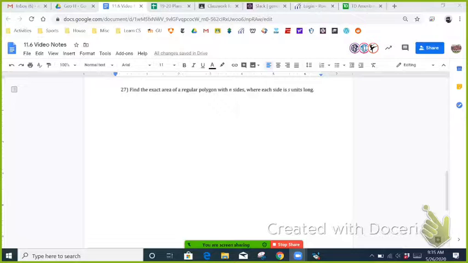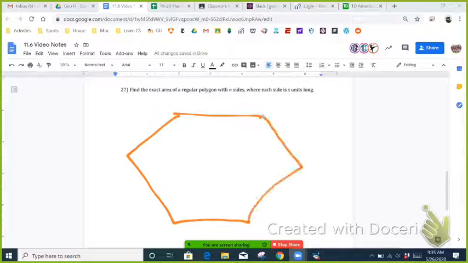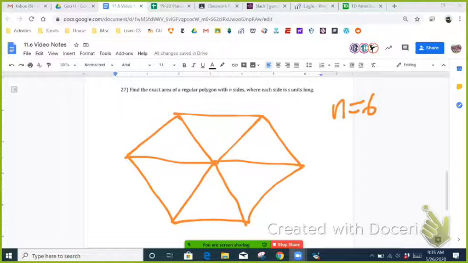Okay, so find the exact area of a regular polygon with n sides where each side is s units long. It's kind of hard to draw this because we don't know how many sides it has, but let's take a hexagon, for example. A hexagon, so n would be 6. You could divide it into 6 triangles, and then each triangle would have a side length that's s units long.